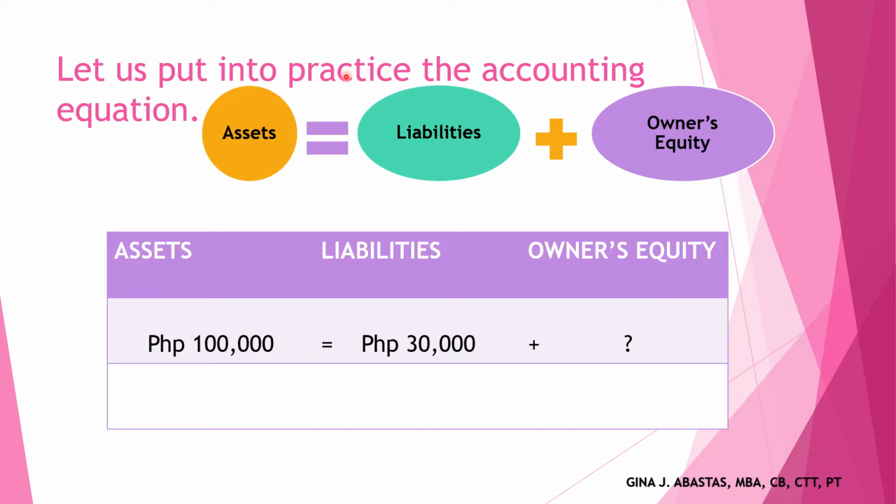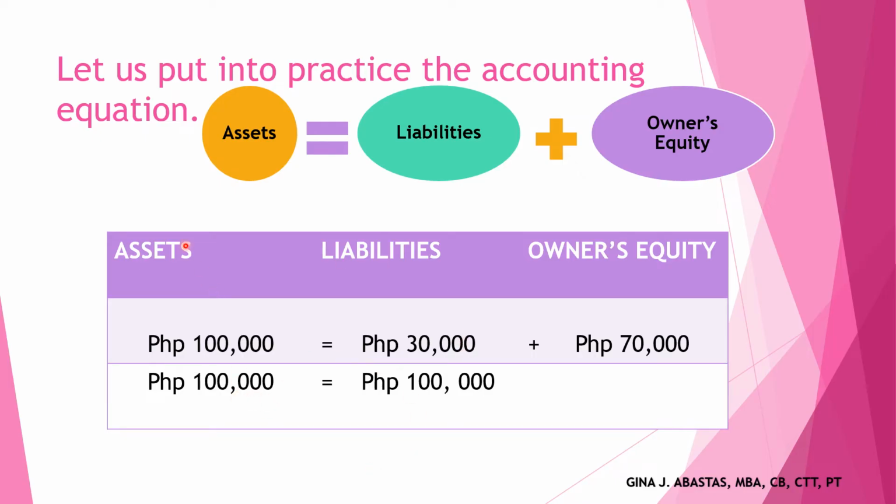So let's put into practice the accounting equation. Again, the accounting equation is assets equals liabilities plus owner's equity. So if the company has assets worth 100,000 and liabilities worth 30,000, what would be the company's owner's equity? Can you guess? Remember this accounting equation: assets equals liabilities plus owner's equity. So, to get the owner's equity, you have to subtract liabilities from assets. So the answer would be 70,000. Again, if the company has assets worth 100,000 and liabilities of 30,000, the owner's equity is 70,000.